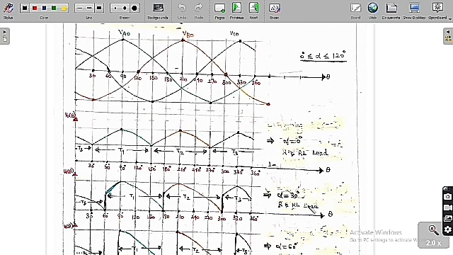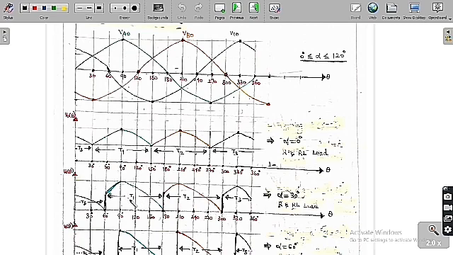When alpha is equal to 30 degree, for R and RL load, we are going to draw the output voltage. As I already told you, the actual triggering angle with respect to origin for T1 is 30 plus alpha, which is 60 degree. So at 60 degree we trigger T1. T2 we trigger at 150 plus 30, which is 180 degree. T3 we trigger at 270 plus 30, which is 300 degree.